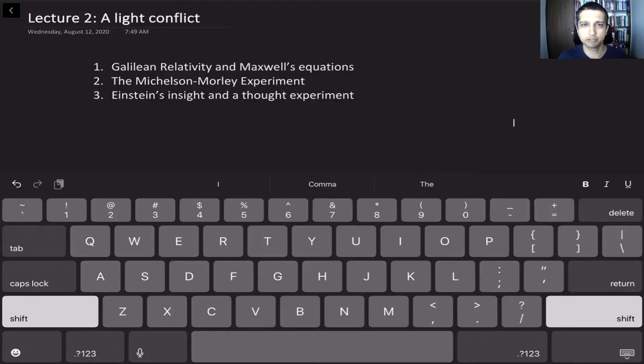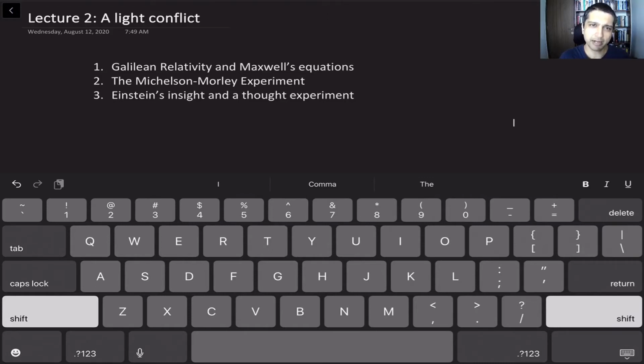So here's the plan for today. We'll begin by talking about the relationship between Maxwell's equations and Galilean relativity, and we'll see exactly where the conflict is between Maxwell's equations and Galilean relativity. Attempts to resolve this conflict resulted in an experimental test, which was the Michelson-Morley experiment. And we will see that the results of the Michelson-Morley experiment were quite counterintuitive to what physicists expected at the time.